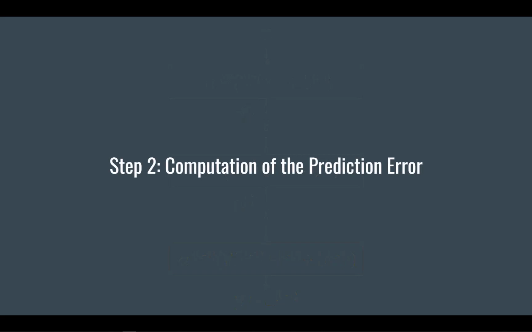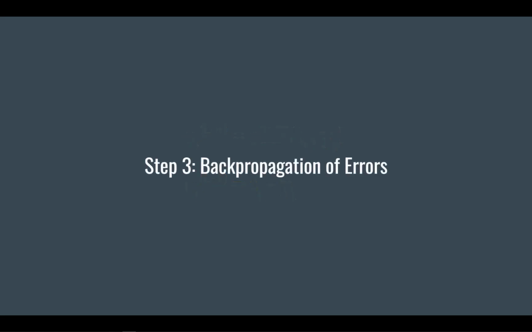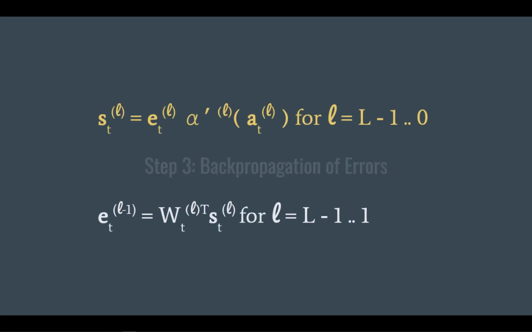Step 2 of training is the computation of the prediction error. The prediction error is some difference between the output array Y and the target array T. Usually, the error is the simple difference between T and Y, or the squared difference between T and Y. Step 3 of training is the backpropagation of errors.